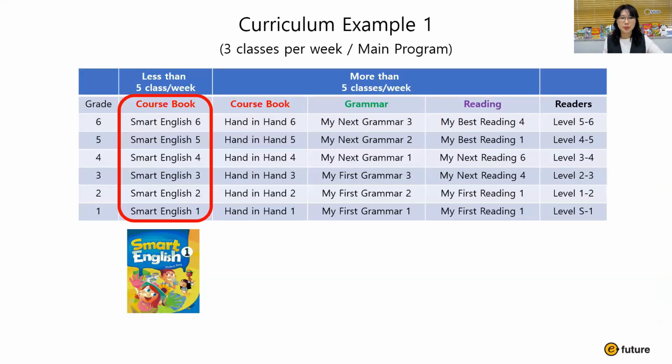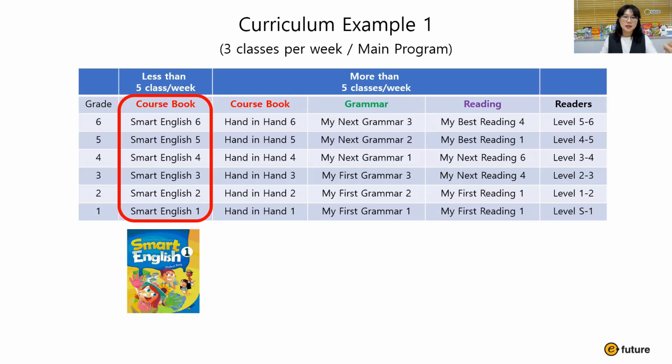So here, let's look at this example. So this school provide 3 English classes per week, okay, and they only use one main program, which is the course book. Okay, so this is like a general rule for eFuture books. If you teach less than 5 classes per week, then we recommend Smart English and probably using one book as a main program. But if you teach more than 5 classes per week, okay, then maybe you can use one course book or you can use skill books together with your course book.